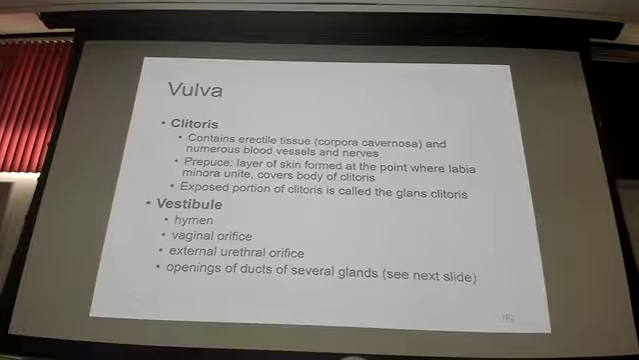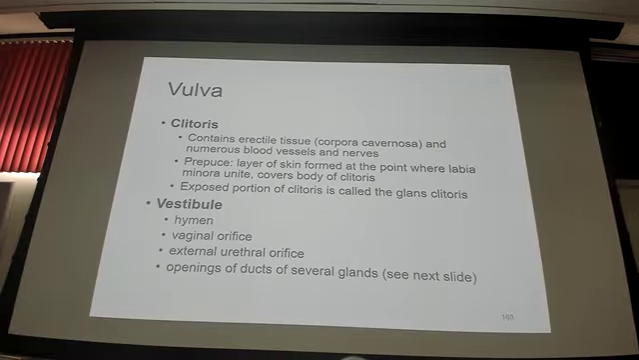The clitoris does contain erectile tissue. We'll talk about the analogous structures. They have their own corpora cavernosa, just like the paired corpora that are in the penis. They have corpora cavernosa of the clitoris, okay?